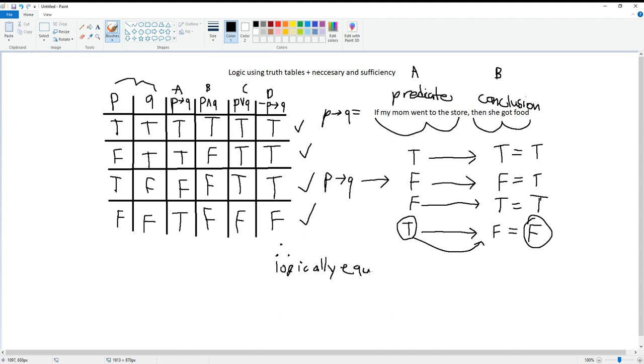Logically equivalent. That is the term for it. You're not exactly saying the same thing, but in terms of logic, you are. Now, a very small thing on top of this, but very important, is necessity and sufficiency. So, in this statement, we say, if my mom went to the store, then she got food.